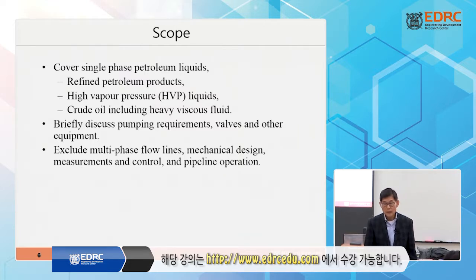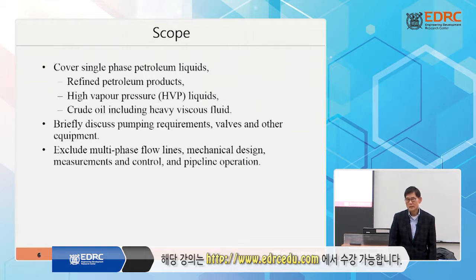And then high vapor pressure liquid. In America it is called, instead of HVP, HVL. H means highly, V for volatile liquid. HVP is more international, I think. And the third one is crude oil, including heavy viscous fluid. In the world, the most abundant petroleum sources, except the shale oil, that's a different animal altogether, are lots of heavy crude. So we'll talk about this one briefly as part of liquid pipeline system design.